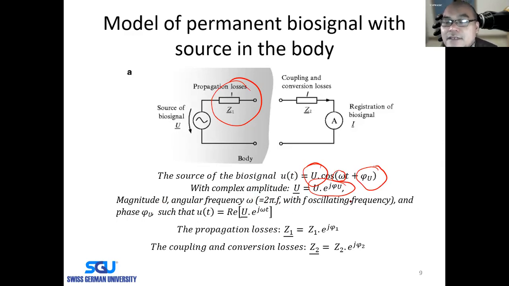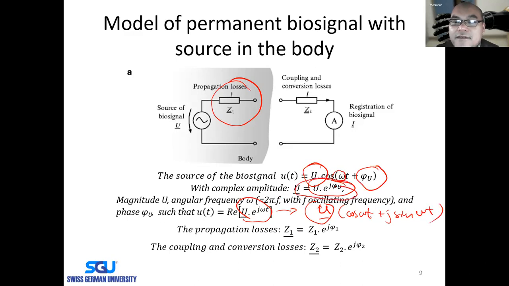So the magnitude U has an angular frequency ω, which is equal to 2 times π times f, where f is the oscillating frequency, and phase ψ_U, such that u(t) equals the real part of the magnitude U times exponent jωt. Remember your mathematics, this part itself is basically U, cosine ωt plus j sine ωt, and this is the U times exponent jψ_U with the phase.